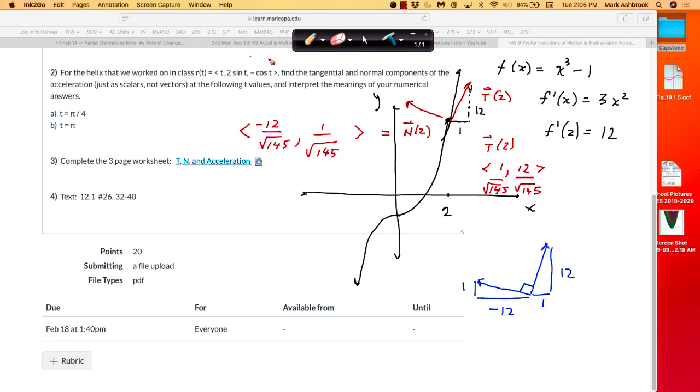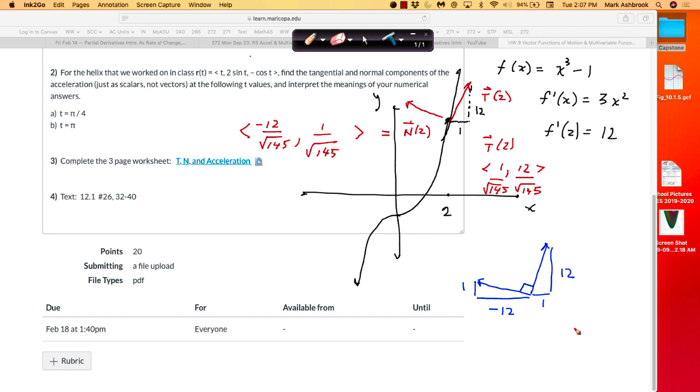Yeah, Sebastian? This wasn't a specific problem, right? I made this one up to help you with the worksheet. So I made up a new problem with f of x equals x cubed minus 1. So your function is a little different than that. Everyone see how I got t2 from the derivative and then n2 from t2 using this orthogonal R2 vectors technique? Any questions on that?